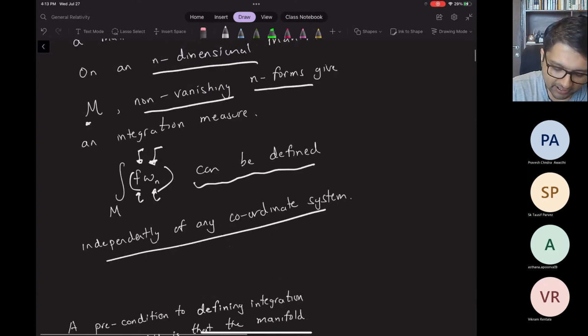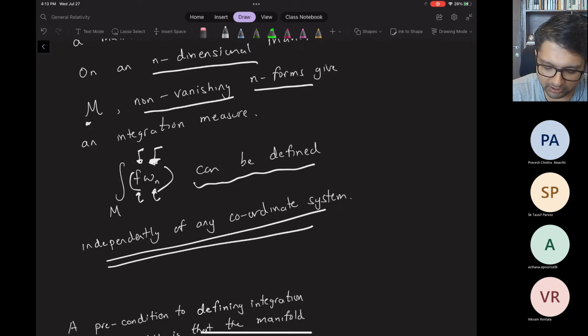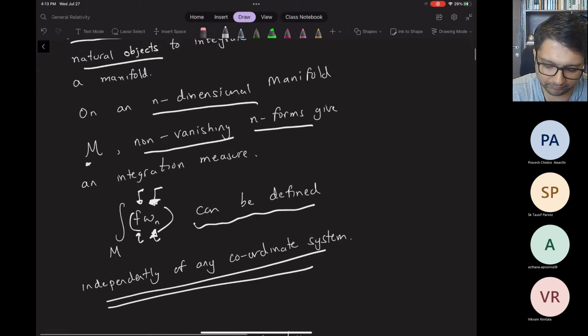So the basic idea is that an n-form on an n-dimensional manifold will give us this measure. This is the most important idea. So why are differential forms useful? Because they will allow us to define this kind of integration. Okay, any other questions here?